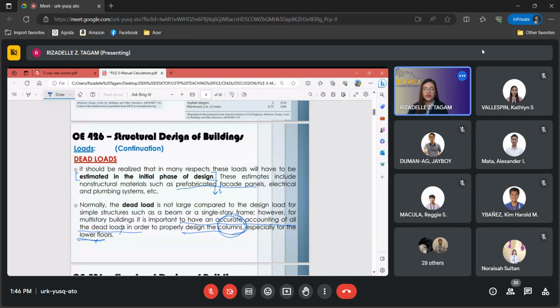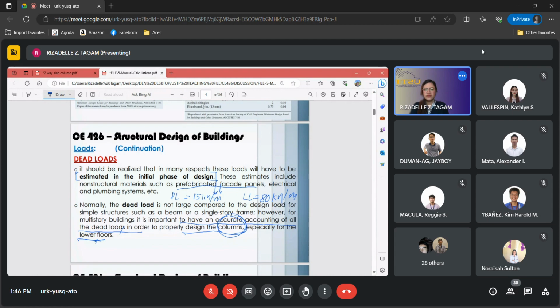Alright? And dead load is not large compared to live load. We solved a dead load of 15 kilonewton per meter. When we get to live load, it reaches 80 kilonewton per meter. Live load is bigger in most calculations.